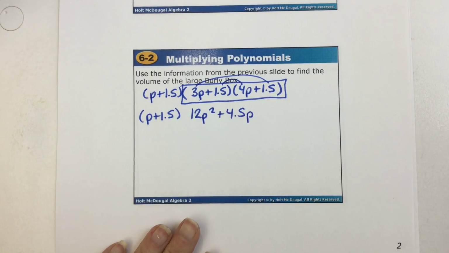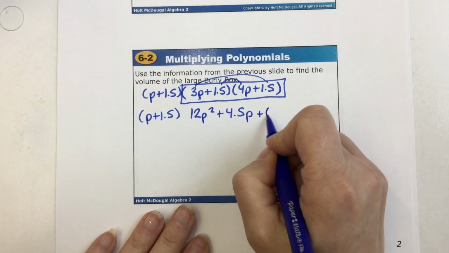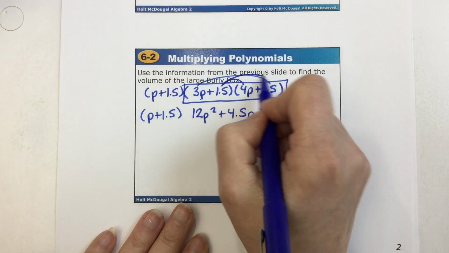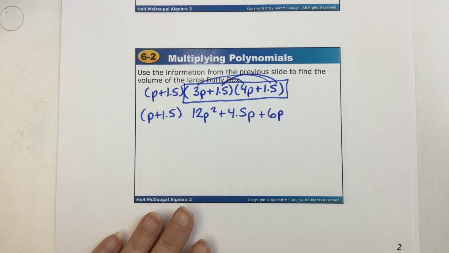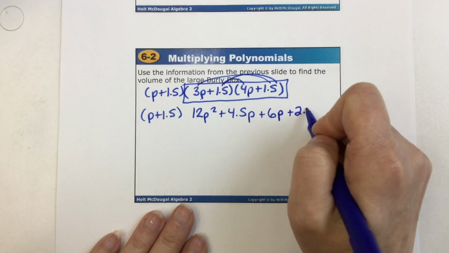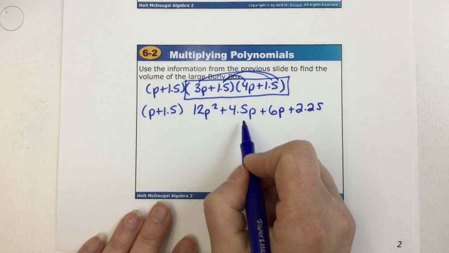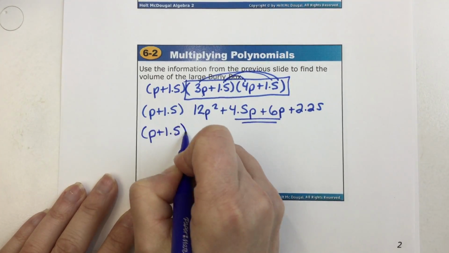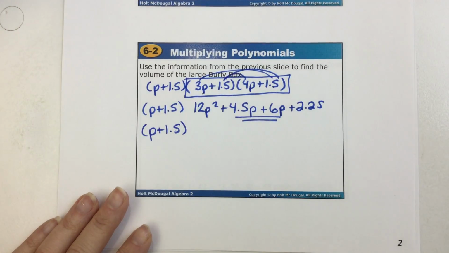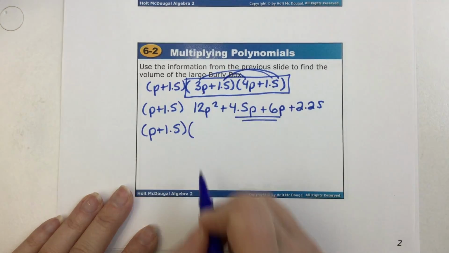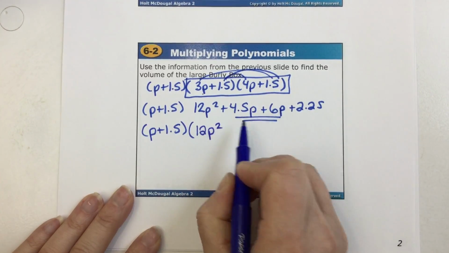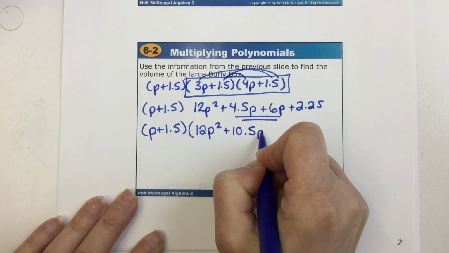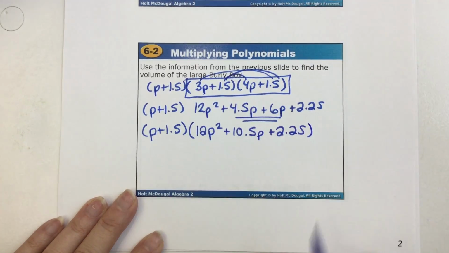Now the middle, if I take 1.5 times 4, you get 6. This does not have a p, this does, so together there's 1. Then when I take 1.5 times 1.5, I get 2.25. The middle two terms can be combined. So again, I want to make sure that I do not forget this first dimension, my p plus 1.5. So I keep rewriting it just so I make sure I don't forget it. 4.5p plus 6p, that's 10.5p plus 2.25.